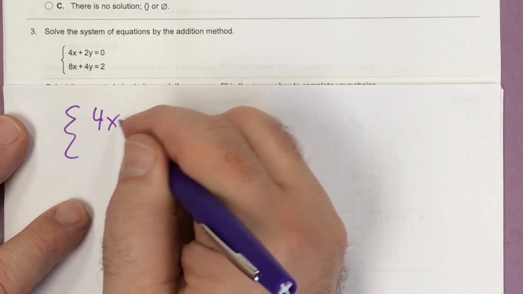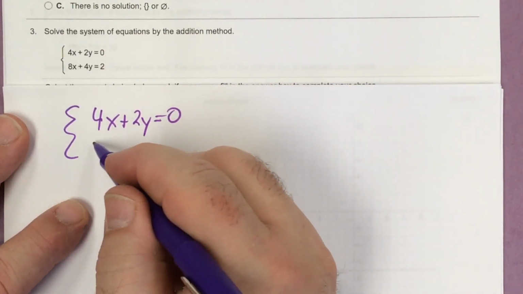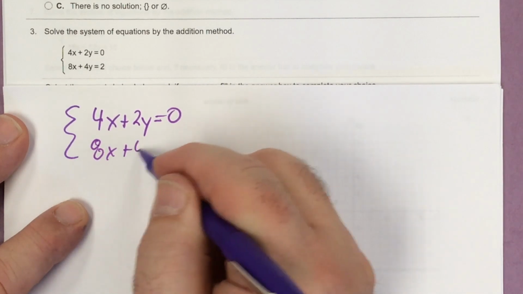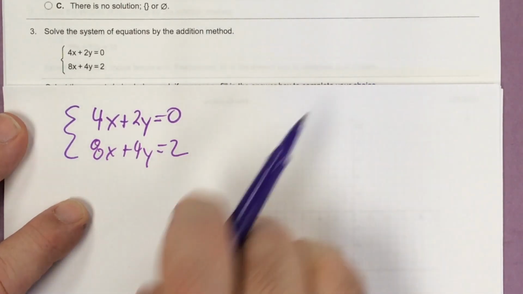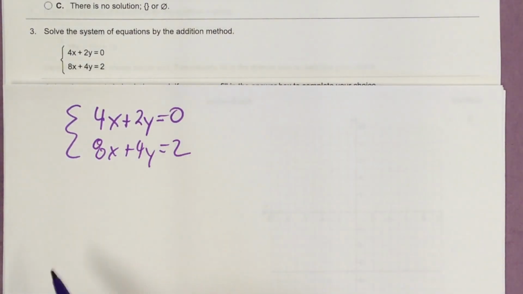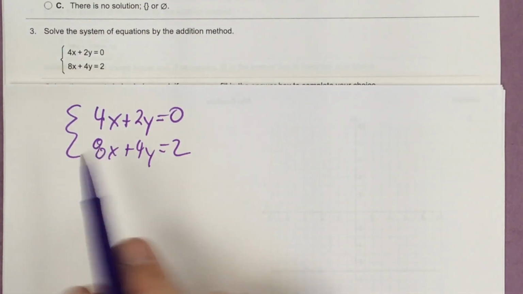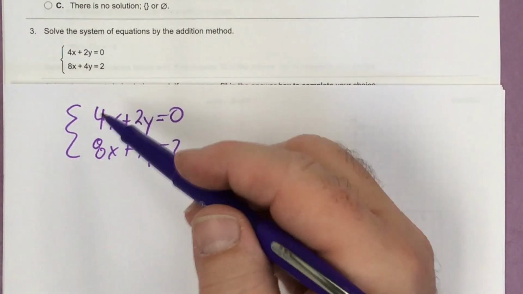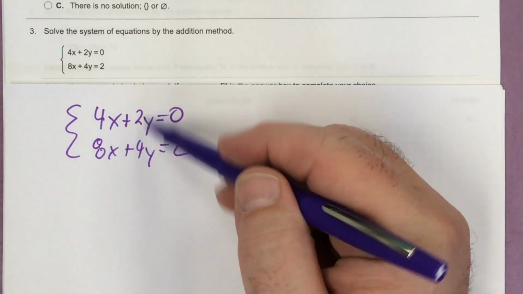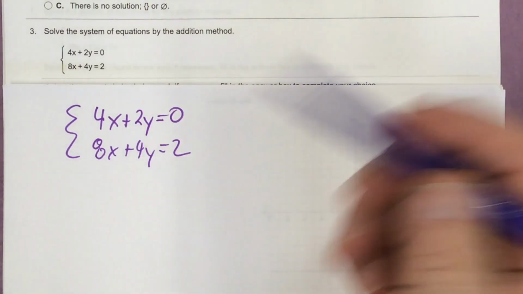So the first equation is going to be 4x plus 2y is equal to 0. The other equation is going to be 8x plus 4y equals 2. Now in both of these cases, it seems like you can either go after the x to try to get these to have equal numbers but opposite signs, or you can go after the y and get this to be the equal numbers and opposite signs. So let's go for the y this time.